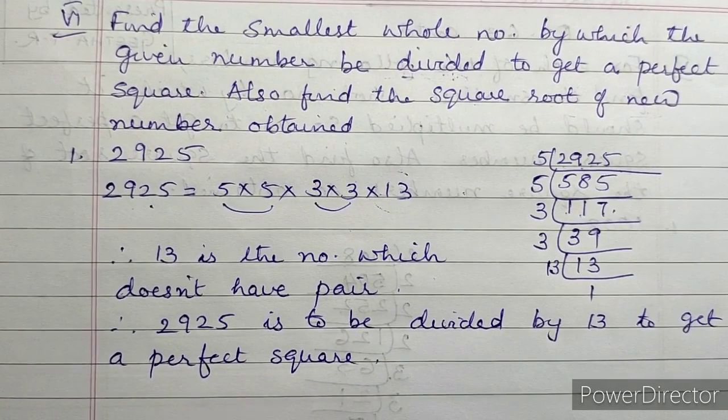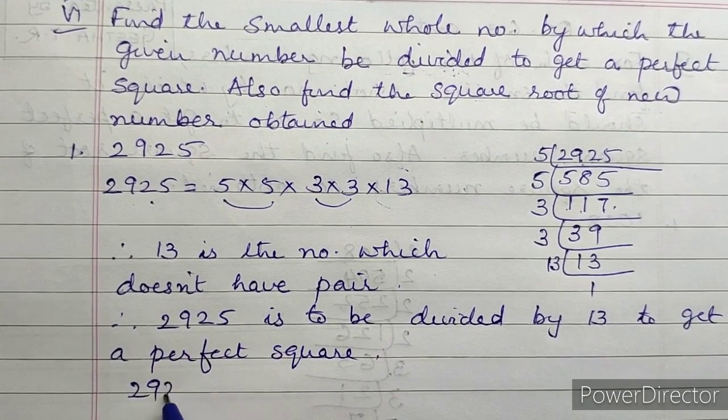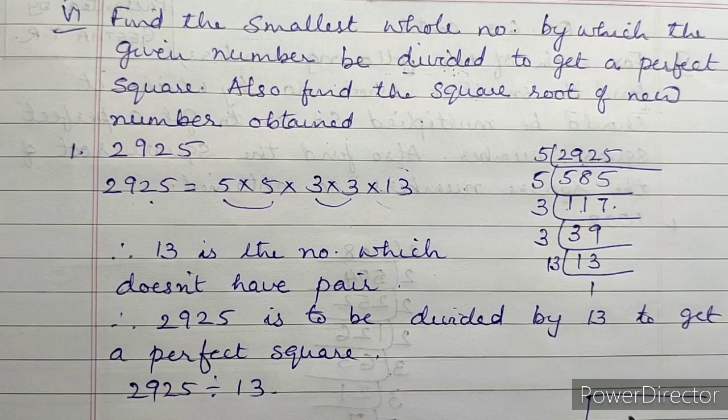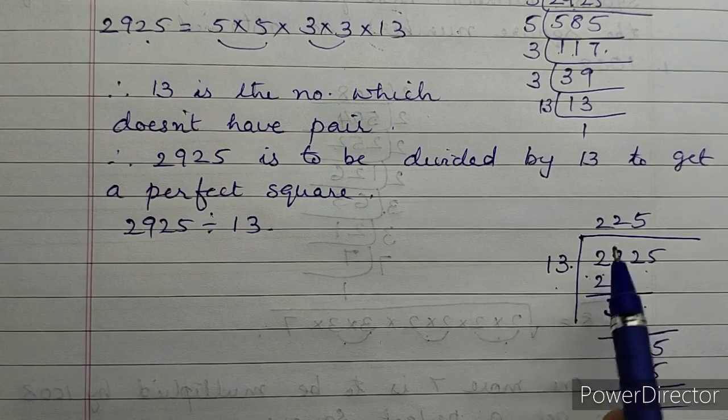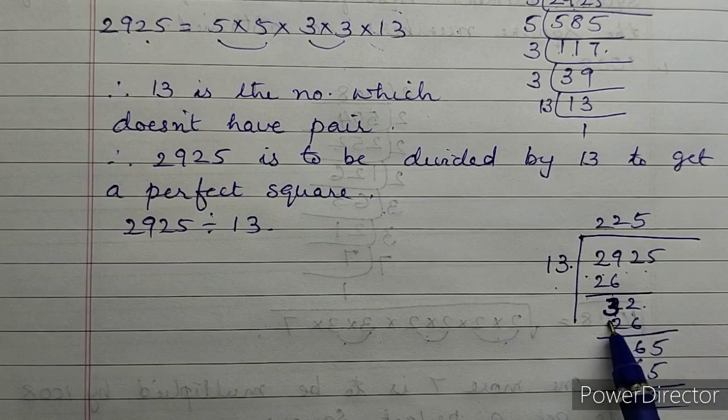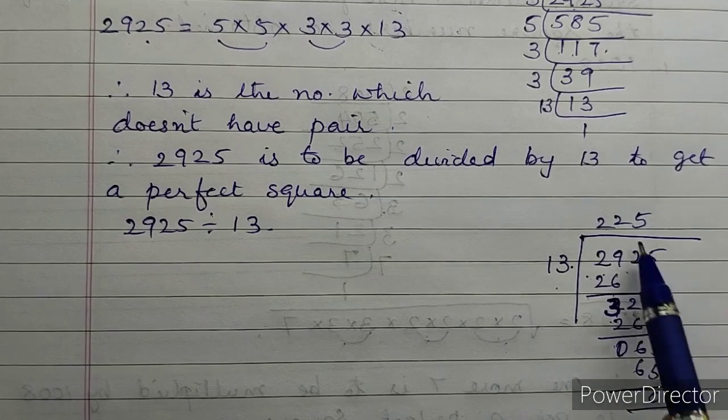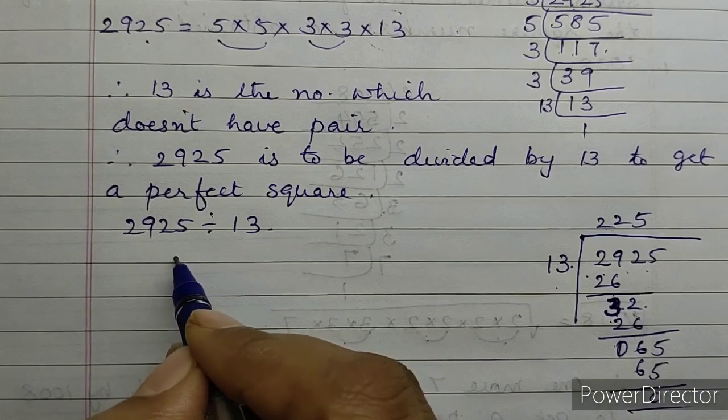So 2925, you can divide it and see, divided by 13. 2925 divided by 13. 2 times 26, 4, 40. 2 times again 26, remainder 6, 65, 5 times 65. So the answer is 225.